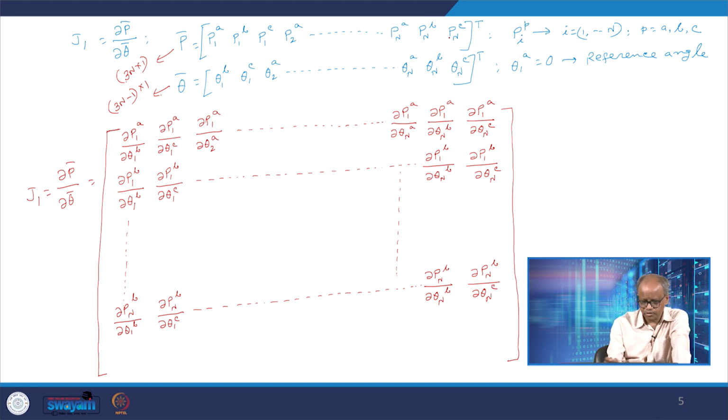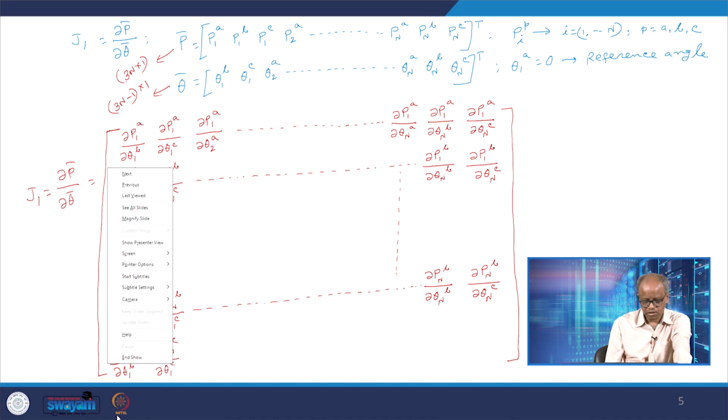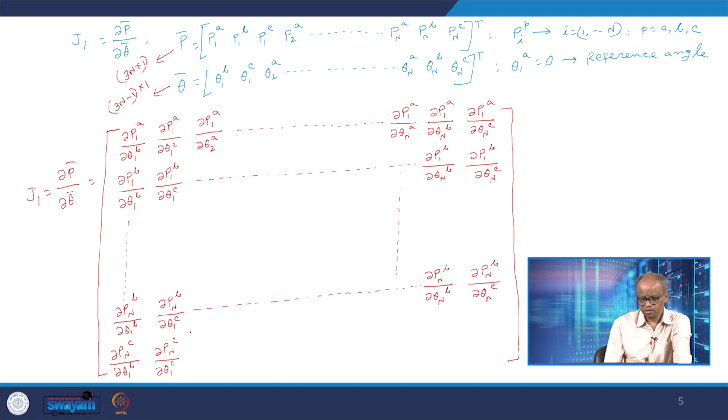What is the last row? The last row is PNC. So the last row is del PNC by del theta 1B, del PNC by del theta 1C, and similarly we keep on going, up to del PNC by del theta NB and del PNC by del theta NC.